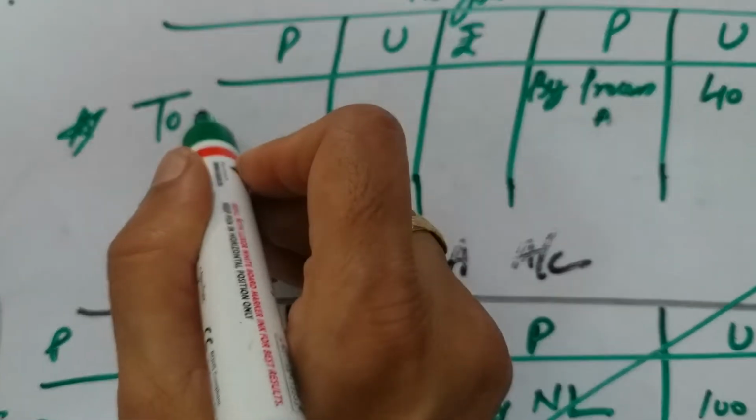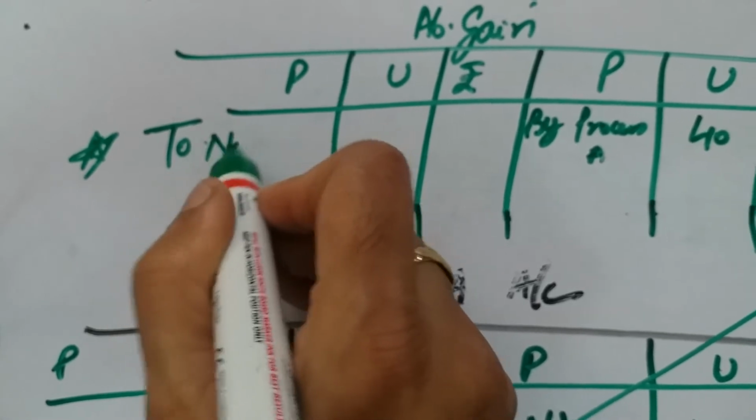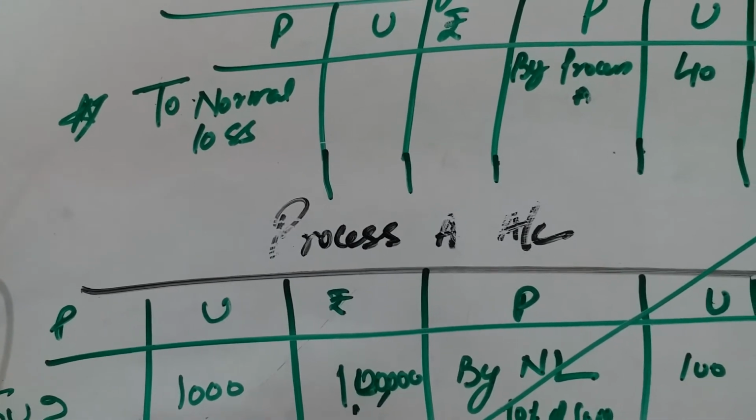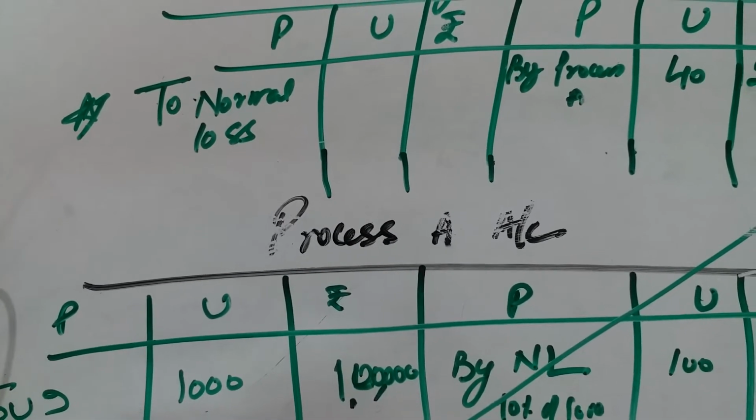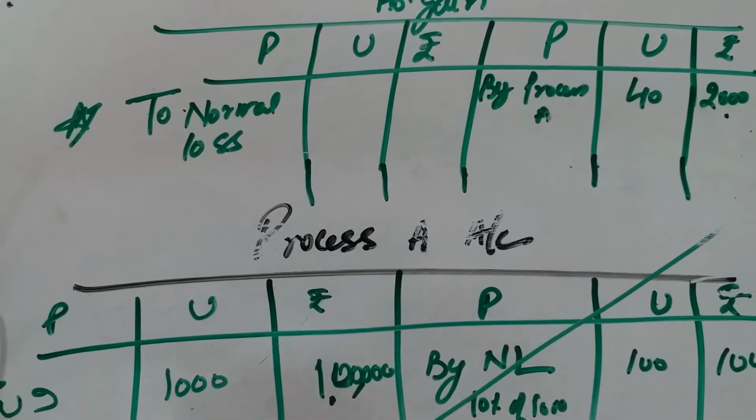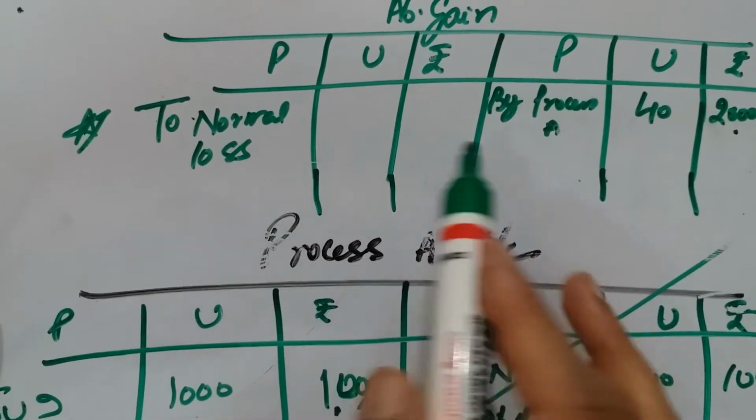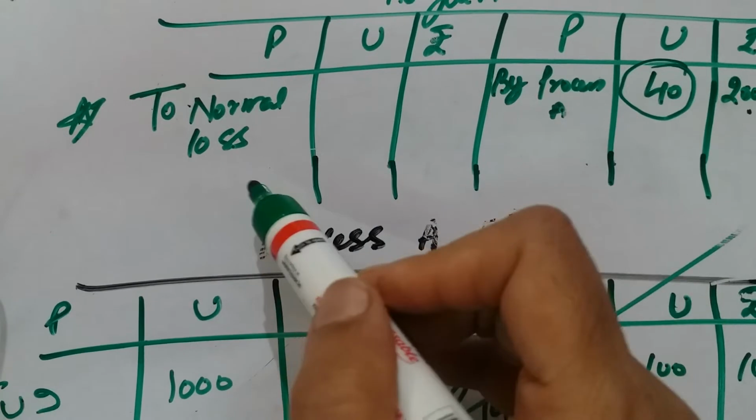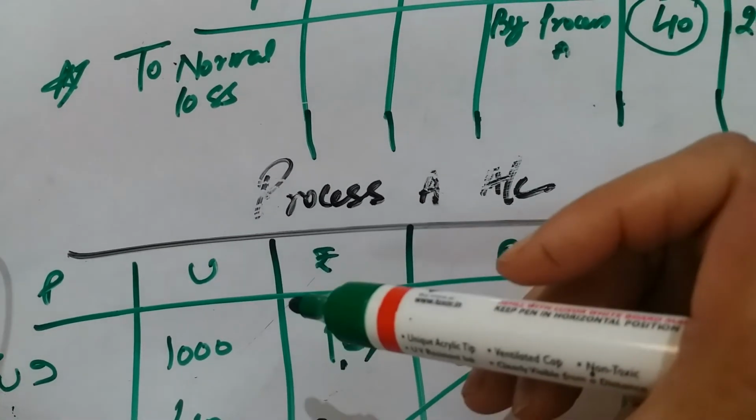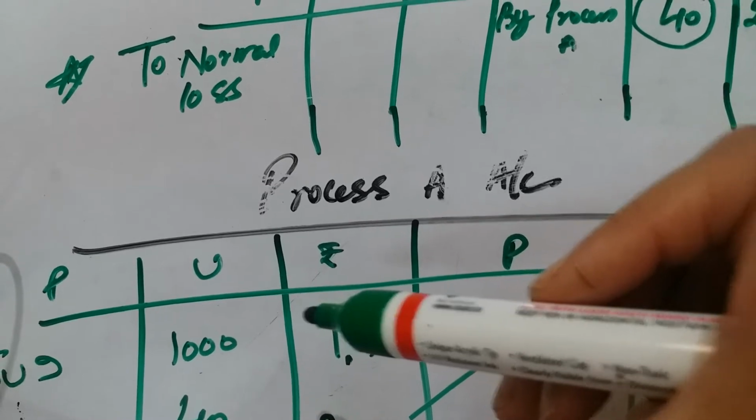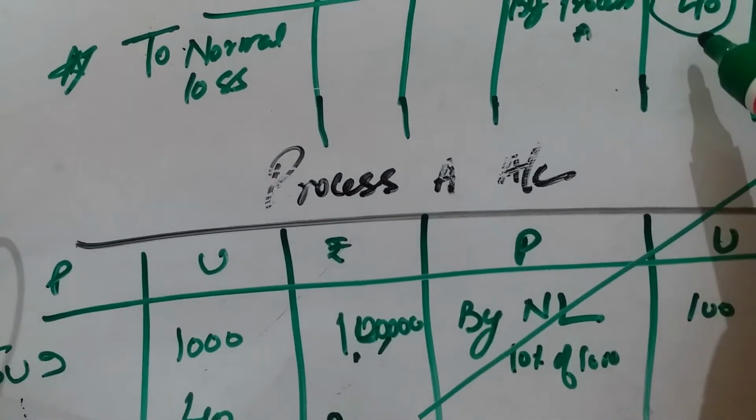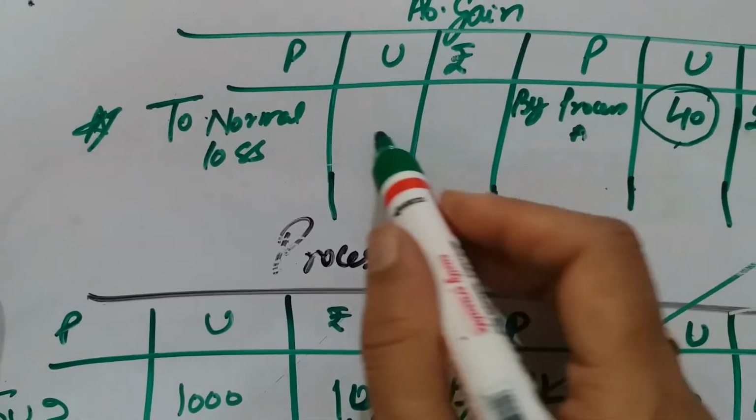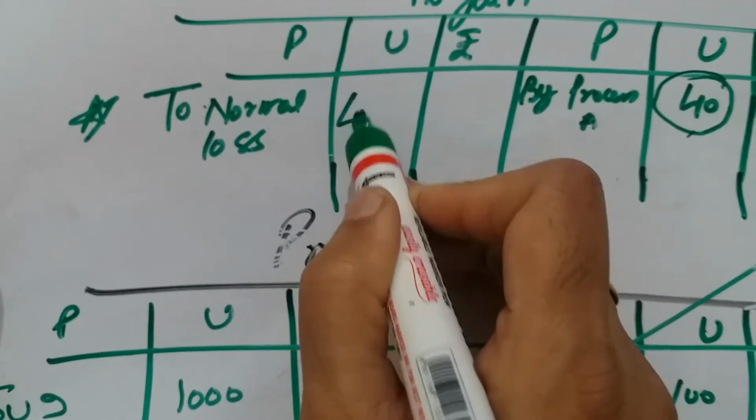This is the main entry that you remember, that the normal loss we'll be trying to cover up, or we are going to do the adjustment of abnormal gain with the normal loss scrap. So we'll do the adjustment with that. And which units will we take? We'll take the units given here. The same units will be going over here. But it is necessary that the normal loss over here, whatever units, so 40.